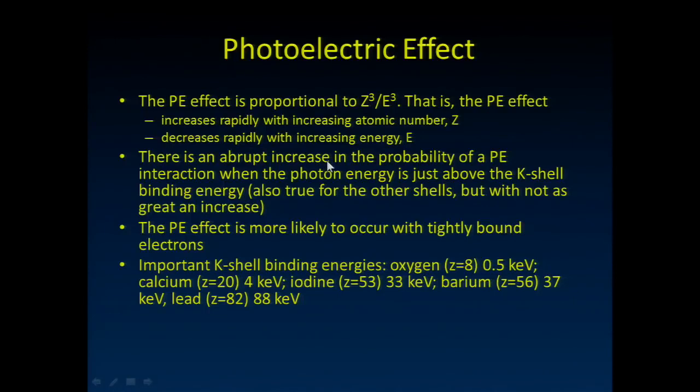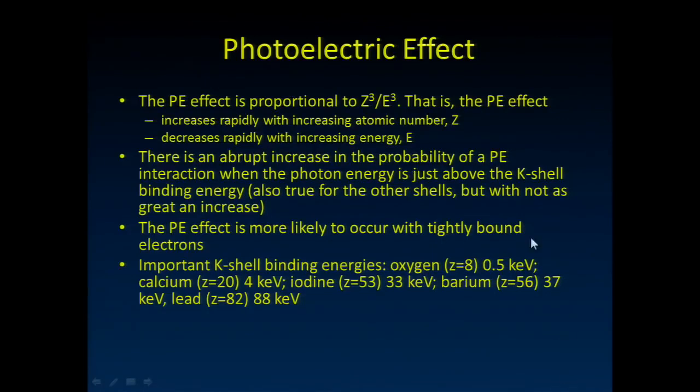It turns out, though, what's interesting is there's an abrupt increase in the probability of the photoelectric effect just above the K-shell binding energy. Remember I showed you those binding energies and I told you they'd be important to you, and that's why. The probability is not a continuous function that just gradually goes down as 1 over E cubed. It has some discontinuities in it that correspond to the binding shell energies. And we can take advantage of those by using a particular X-ray energy and a particular contrast material that have K-shell binding energies matched to the X-ray energies, okay?